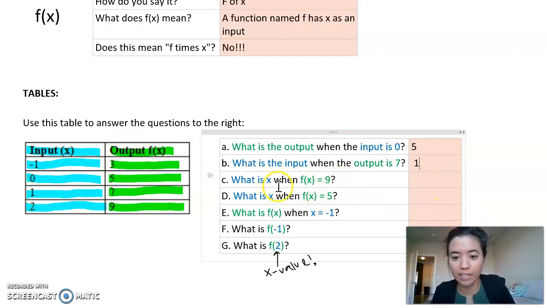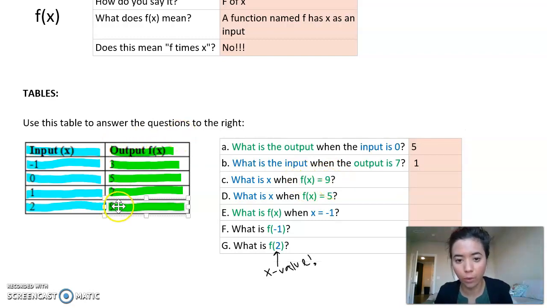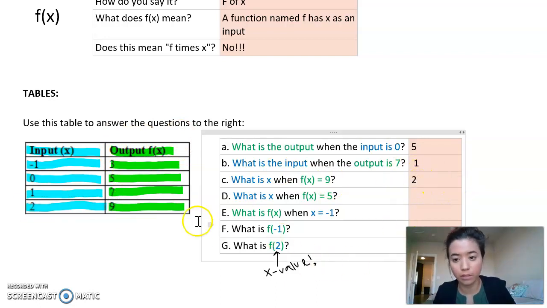Now we have, what is x when f of x equals 9? So again, f of x is my whole function. That is the output. My whole function equals 9. What is x? 2. So I found when f of x was 9 was right here. X was 2. Go ahead and see if you can do this one. What is x when f of x equals 5?